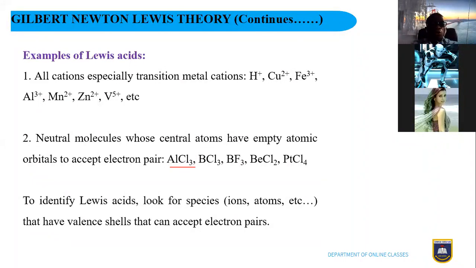To identify Lewis acids, look for species, ions, atoms, etc., that have valence shells that can accept electron pairs. That's how you identify Lewis acids. In fact, all cations can be Lewis acids, because the plus on you means that you have lost electrons. So orbitals are empty.